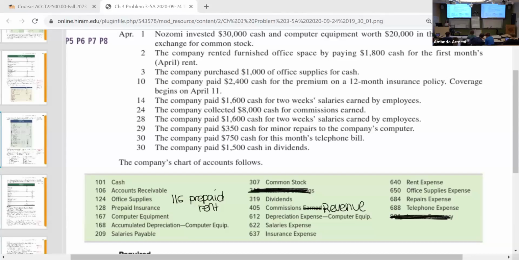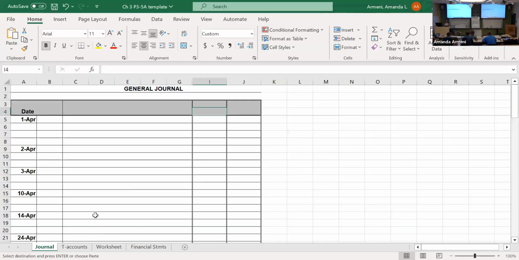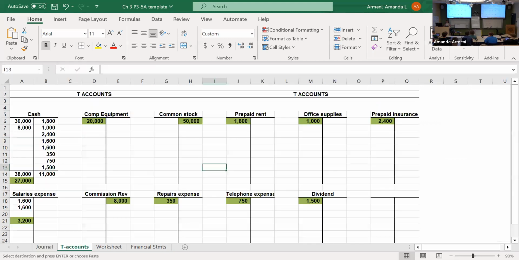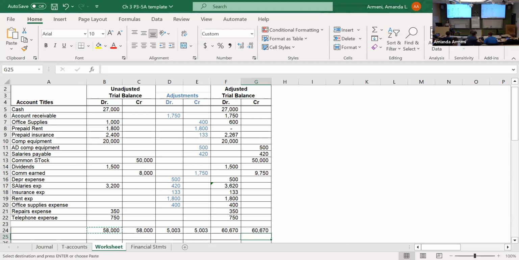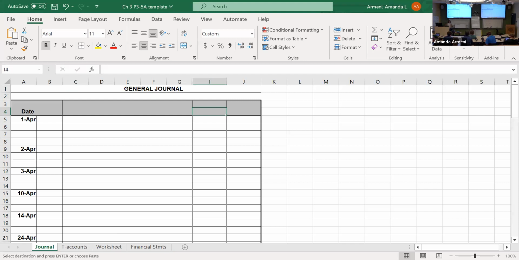We are going to go through this problem 3-5A. And for the sake of time, when we make entries in our journal, the next thing that we're supposed to do is put those entries in our T account. For the sake of time, I already have the T accounts filled out and I already have the worksheet filled out. So when we make an entry in our journal, if what you did is not the same as what we do together right now, make sure that not only do you adjust your journal, but go ahead and adjust your T account as well, right?